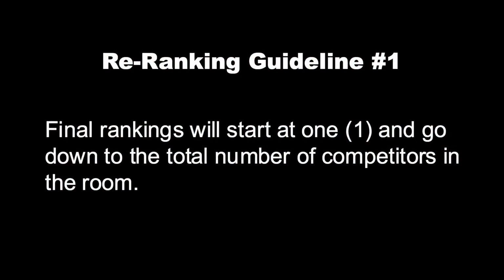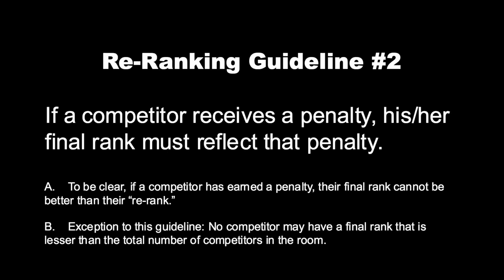So first, in the final rank column, the ranks that we end up with must start at rank number 1 and then go down to the total number of competitors in the room. The second guideline is that if a competitor receives a penalty, his or her final rank must reflect that penalty. So to be clear, if a competitor has earned a penalty, then their final rank cannot be better than their re-rank. That's the number in the re-rank column.